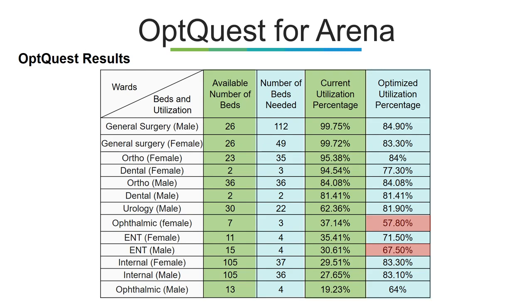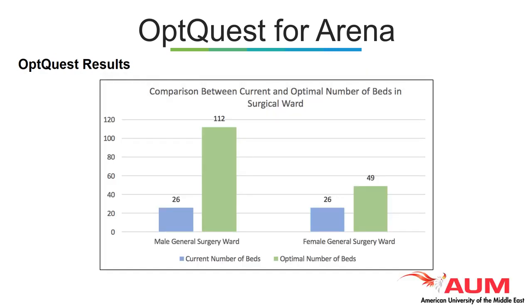Based on the OptiQuest results shown in the previous slide, we noticed a major change with two of the hospital wards, which are the general surgery wards and internal wards. As shown in the graph, we recommend increasing the number of general surgery beds to 112 for males and increasing the number of beds to 49 for females.